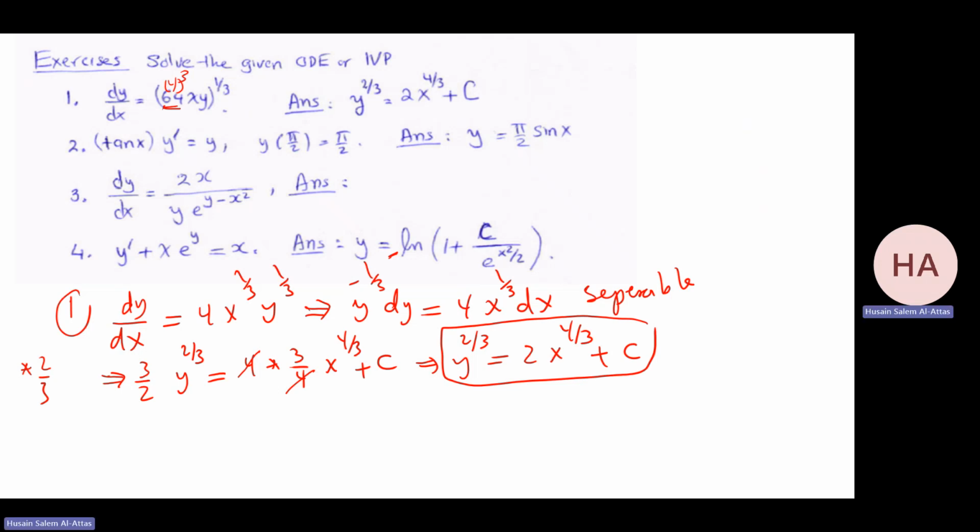Number 2, let me try to squeeze it here. Tan x y prime. Tan x dy over dx equals y. So I have dy over y equal dx over tan x. In other words, cotan x dx. Now it's simple.